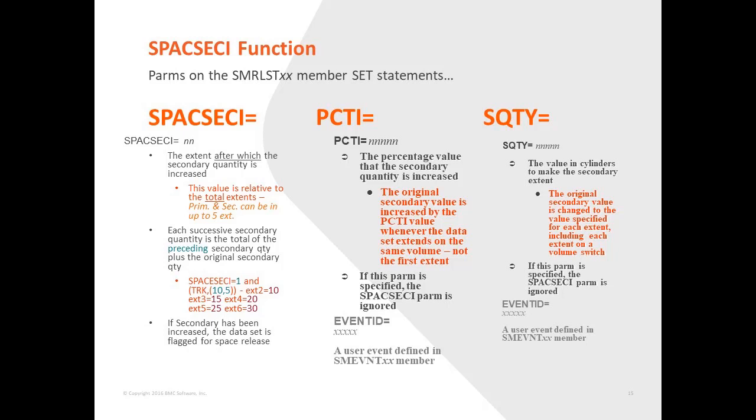PCTI is a percentage increase or decrease. If the value specified is less than 100, then the function decreases the secondary extent by that percentage of the original secondary request. There is no change if the value is 100. If a volume is added during extent processing using SPACSECI, then the first extent on the added volume will be the original space request value from the JCL. PCTI is not invoked on the first extent of a volume add.